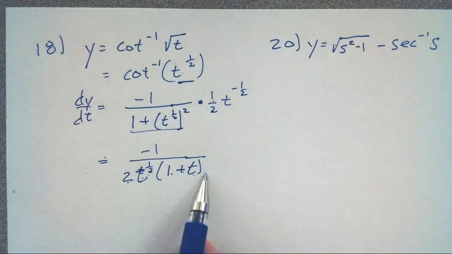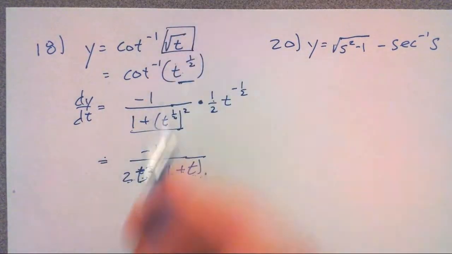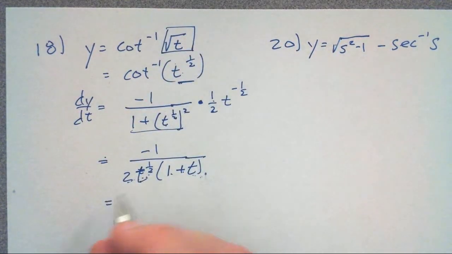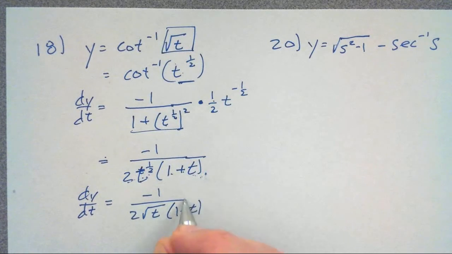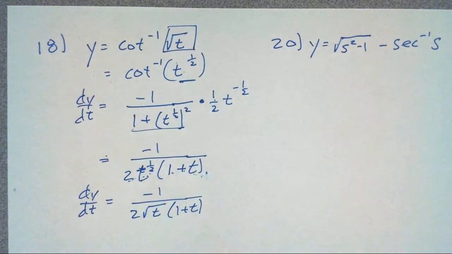I kind of suspect, since they started with the convention of square root, I kind of suspect they end with dy dt equals negative 1 on 2 square root of t times 1 plus t. That's my thought on that one.